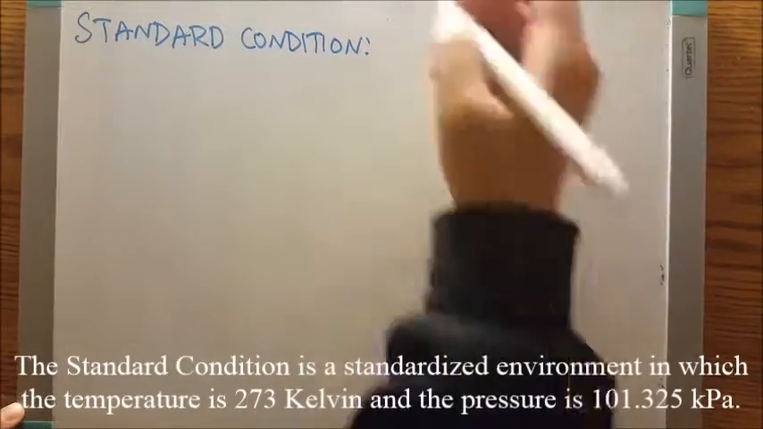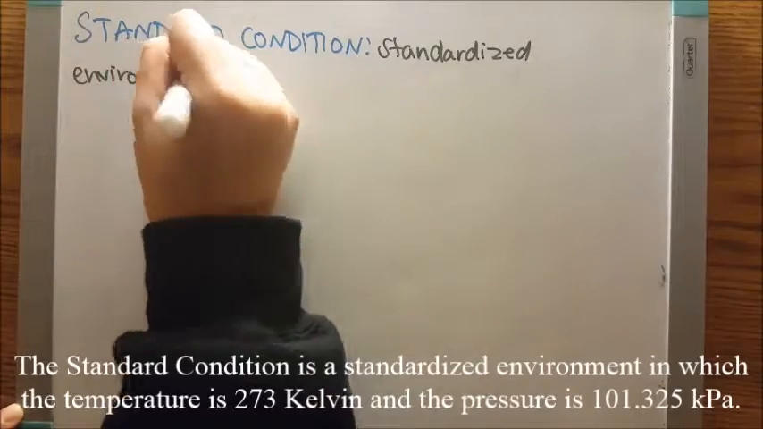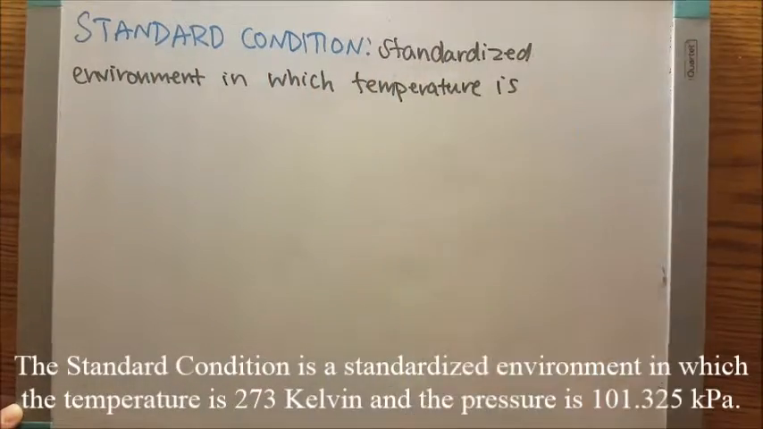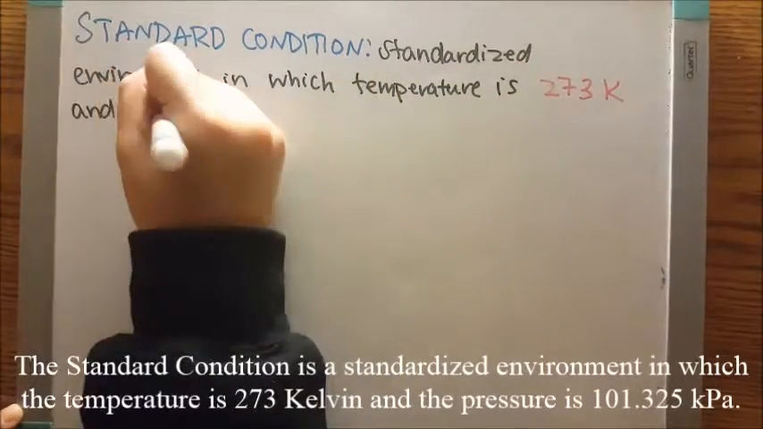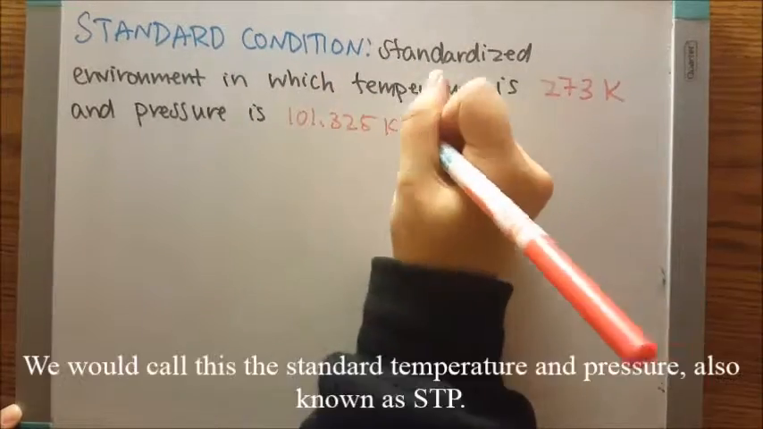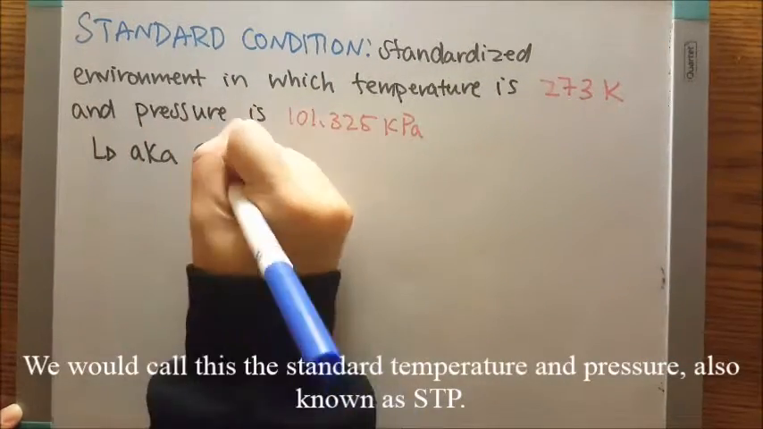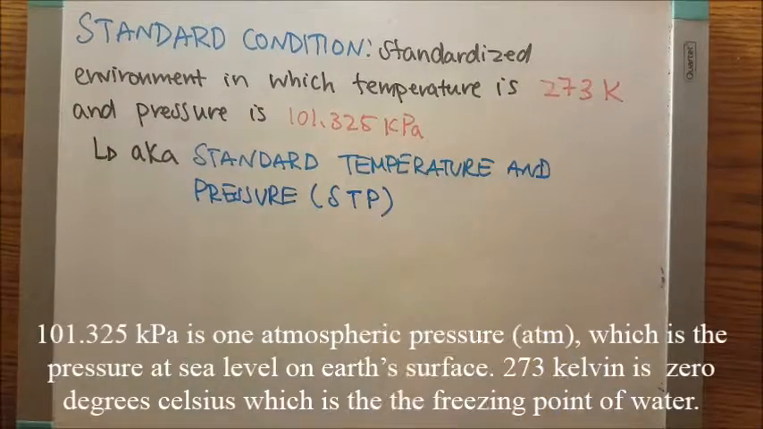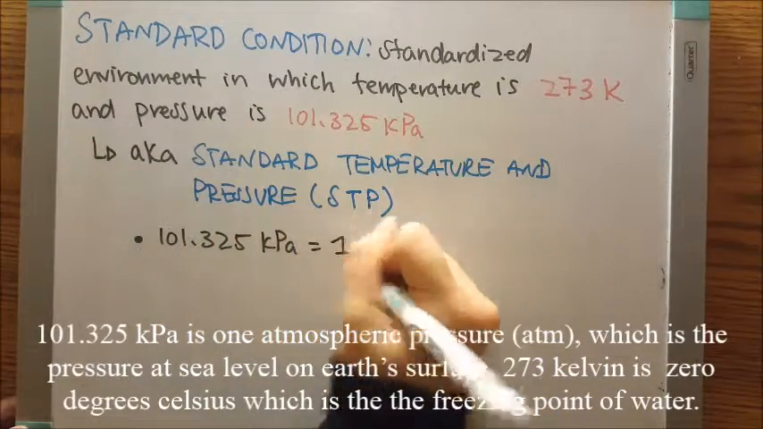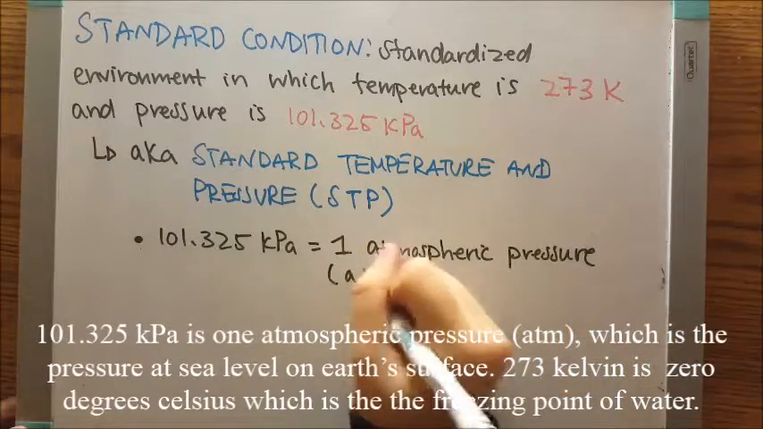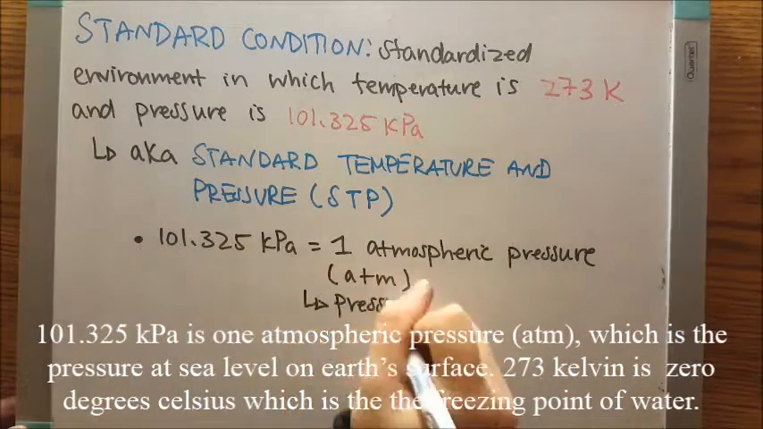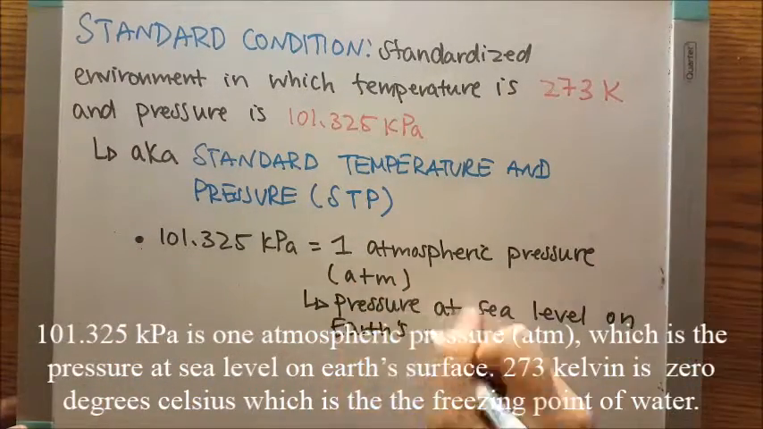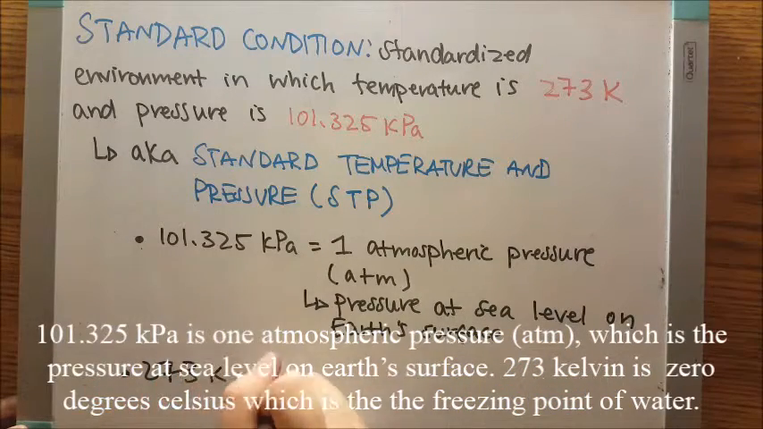The standard condition is a standardized environment in which the temperature is 273 Kelvin and the pressure is 101.325 kilopascals. We would call this the standardized temperature and pressure, also known as STP. 101.325 kilopascals is 1 atmospheric pressure, which is the pressure at sea level on Earth's surface. 273 Kelvin is 0 degrees Celsius, which is the freezing point of water.